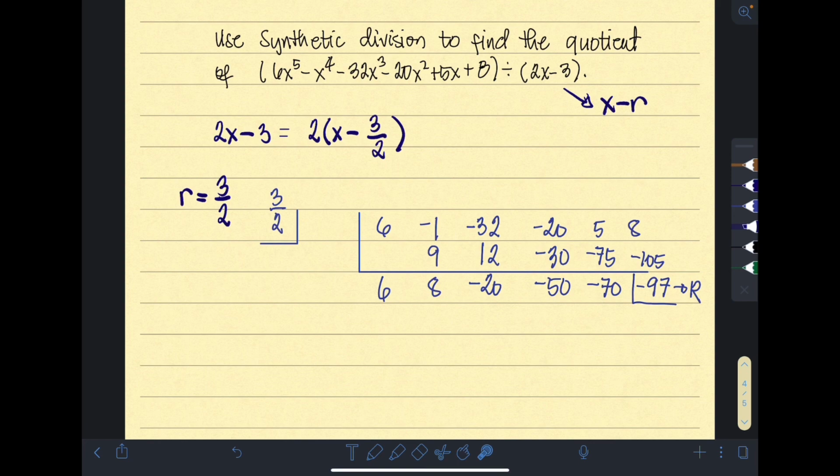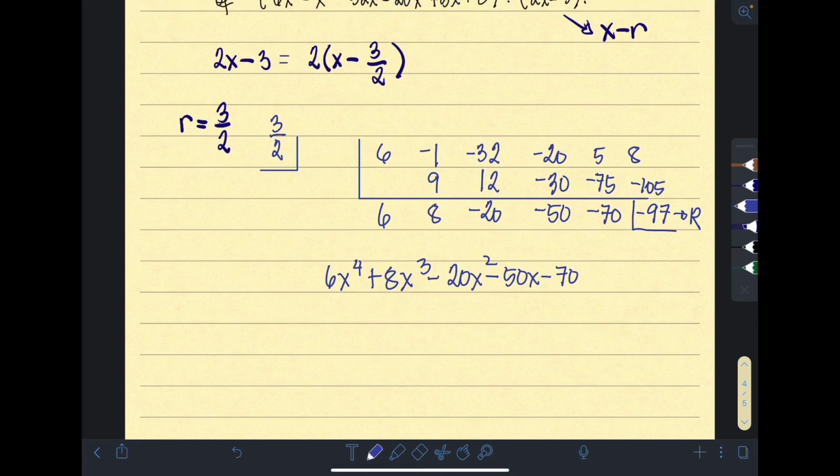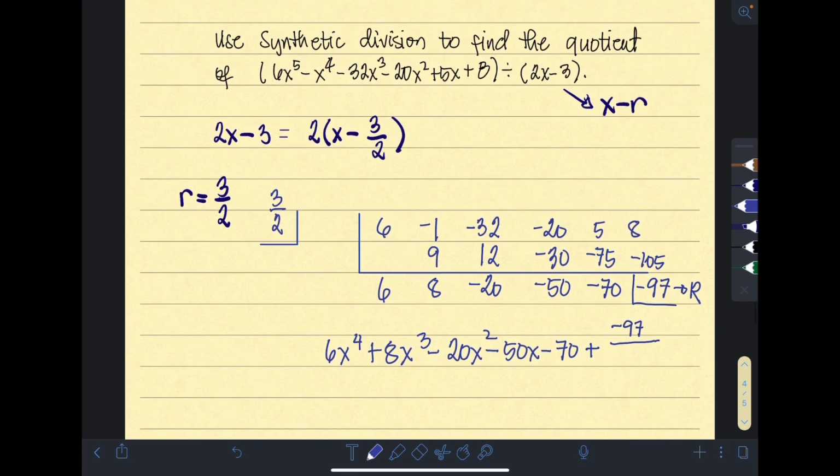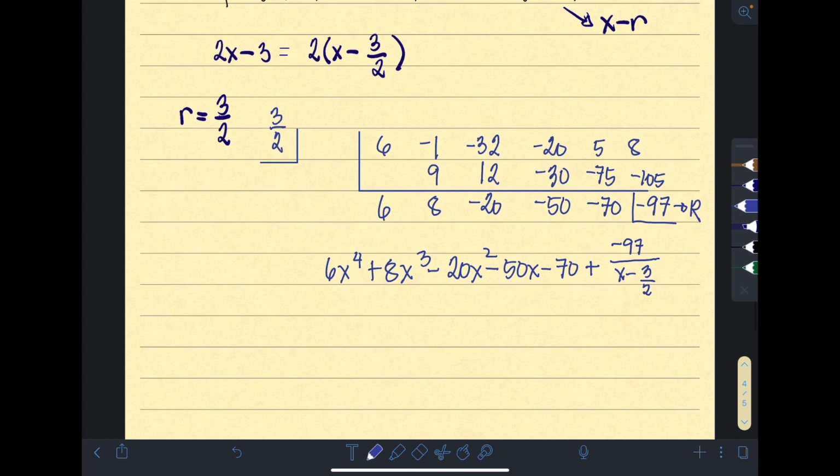So the quotient should be 6x raised to 4 plus 8x raised to 3 minus 20x squared minus 50x minus 70, and then we are now on the remainder. It's plus negative 97 over, so take note our divisor is x minus 3 over 2.